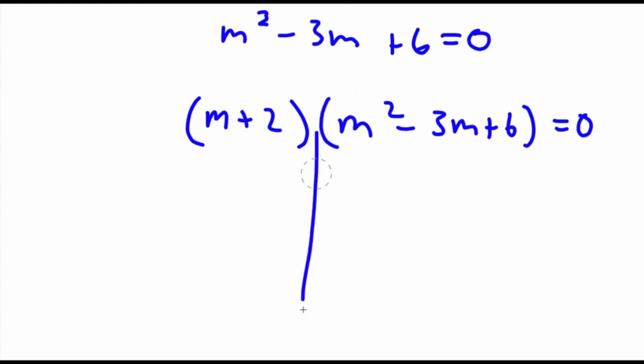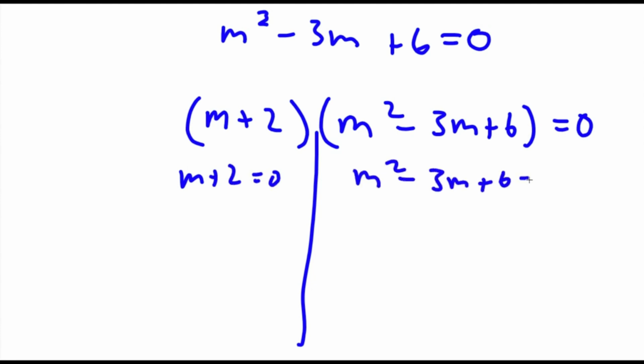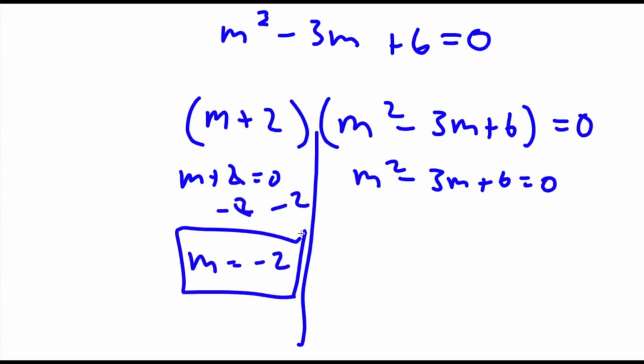And this gives us two equations. We have m plus 2 is equal to 0, and we have m squared minus 3m plus 6 is equal to 0. Well, we already know our value for m with this. We know that m is equal to negative 2. We already know that is one solution.